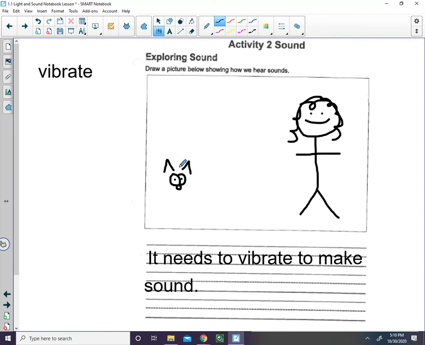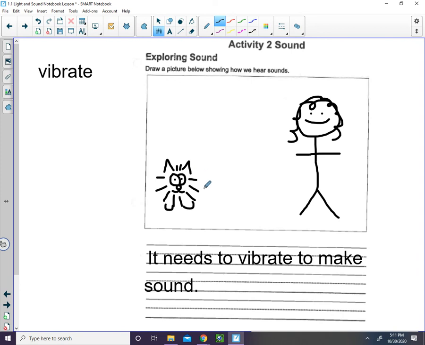And you can go ahead and be doing this page with me now. You don't have to draw a cat. You could think of something else that makes noise as well. Maybe you want to draw a dog or a cell phone or maybe a TV. But my kitty cat will make a noise, and its noise will then be heard by my ear.